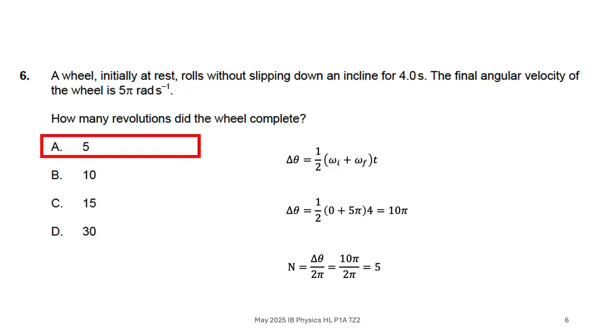Now again, as you can see here, this is not a hard question. If the question said to you, what is the angular displacement? This is an easy question. There's a tiny extra layer of difficulty, which comes from the fact they've asked for the number of revolutions, and your understanding that the number of revolutions is given by that delta theta divided by 2 pi.